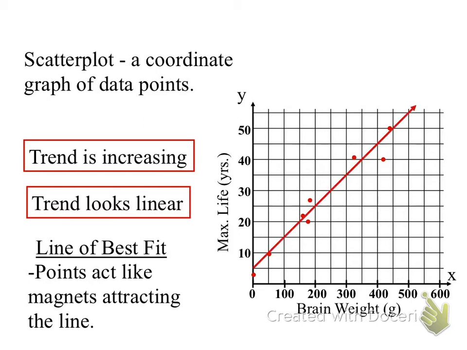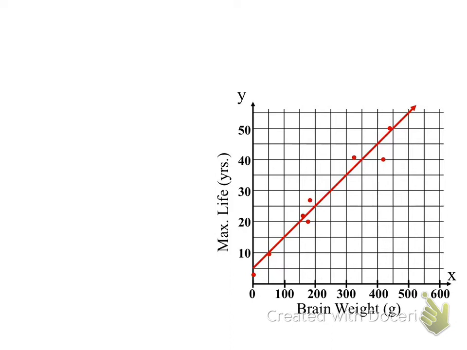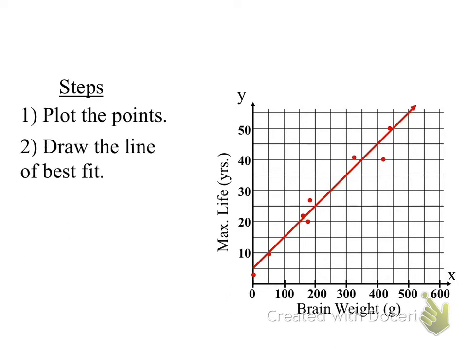What I want to do is place my ruler where I have an equal amount of points on top and underneath. Are you guys clear on that? So what have we done so far? We plotted our points. Step 1, we plot our points. Step 2, we draw a line of best fit. It doesn't connect the dots. It's just a line that goes through with an equal amount on top and below.